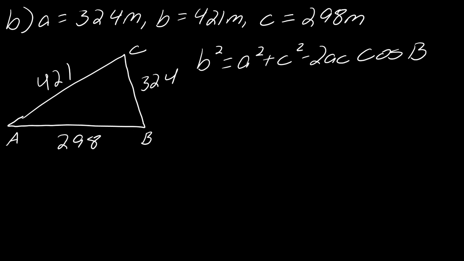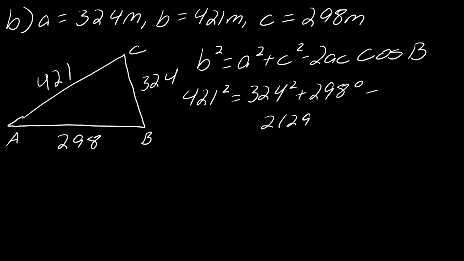If you're trying to learn this, I would strongly recommend maybe just trying to finish this example on your own just to see if you've got it. But otherwise, I will just keep going. So let's see. This is going to be 421 squared, and then 324 squared, 298 squared, minus 2 times 298 times 324 times cosine of b.